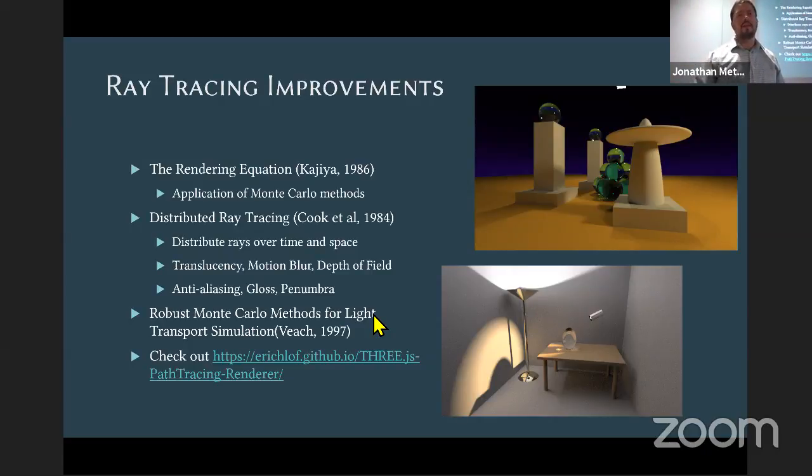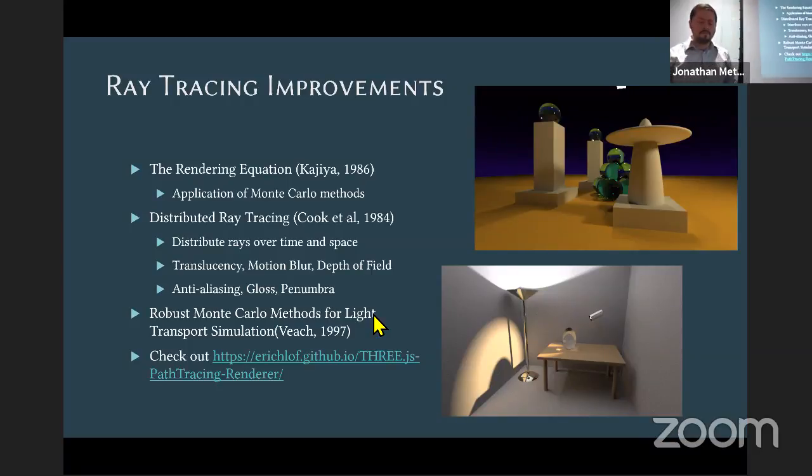Gloss penumbra has to do with shadows. So instead of just shooting one shadow ray, you can send shadow rays in several different directions. So you can adequately sample area lights, and area lights are going to be the main cause of soft shadows inside of a 3D scene. Okay, so distributed ray tracing.